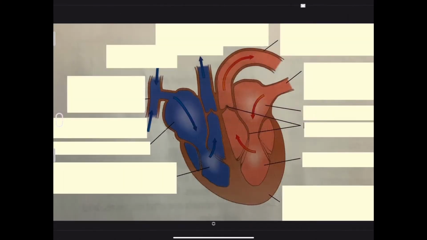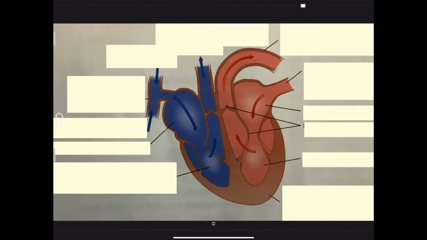So now let us look at the structure of the heart and look at the various components. I'm just going to label the sections that you will need to know and understand in terms of how the heart functions. We're going to start by looking at the heart in terms of two sections: the right hand side of the heart and the left hand side of the heart.